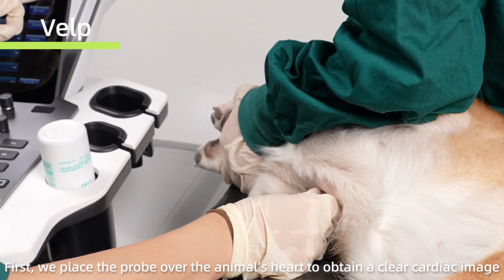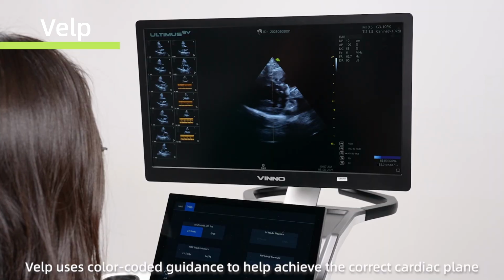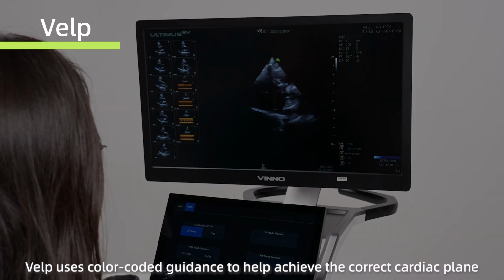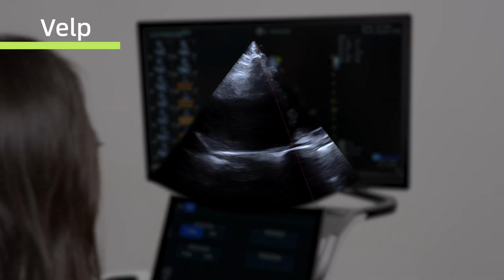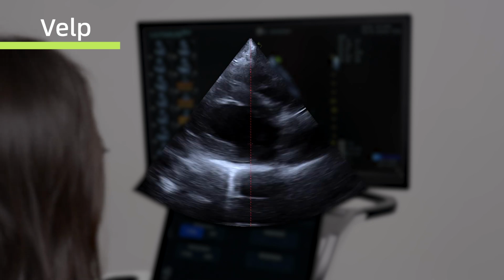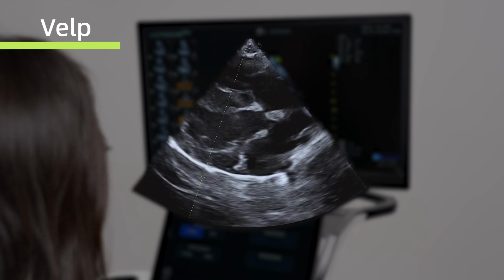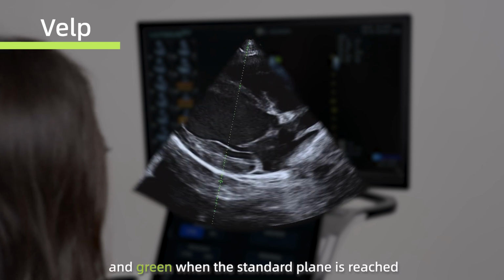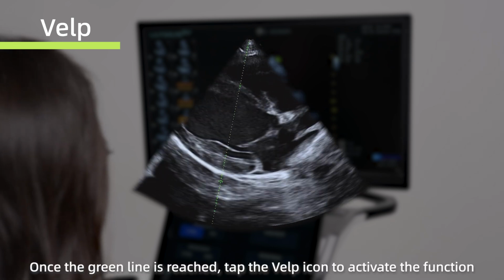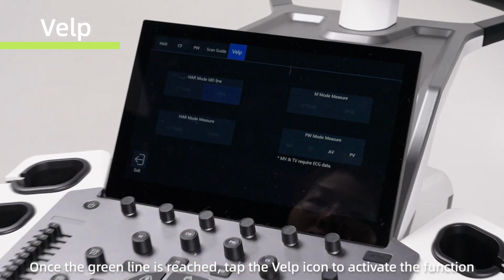First, we place the probe over the animal's heart to obtain a clear cardiac image. Velp uses color-coded guidance to help achieve the correct cardiac plane. Red for off-plane, yellow when approaching, and green when the standard plane is reached. Once the green line is reached, tap the Velp icon to activate the function.